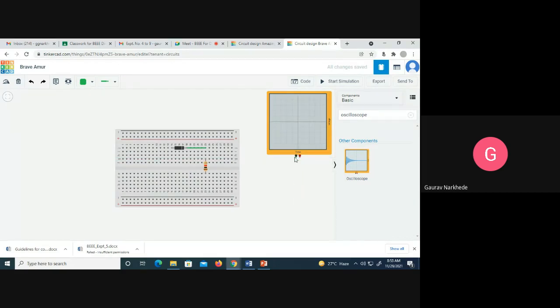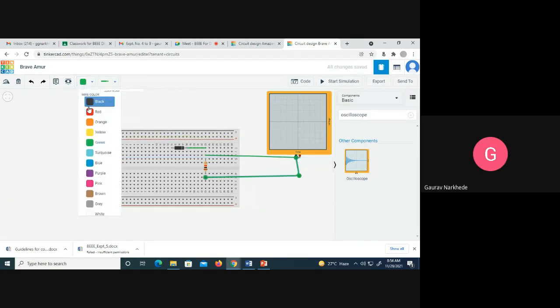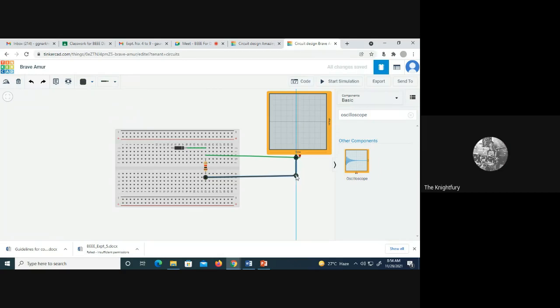So let me connect this positive across RL. So across the load, I'm just observing, and this is connected to negative. Yes? I'm just using a black wire. Is it okay? Yes, sir.